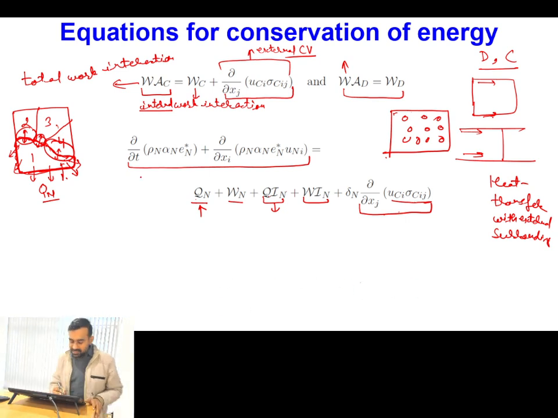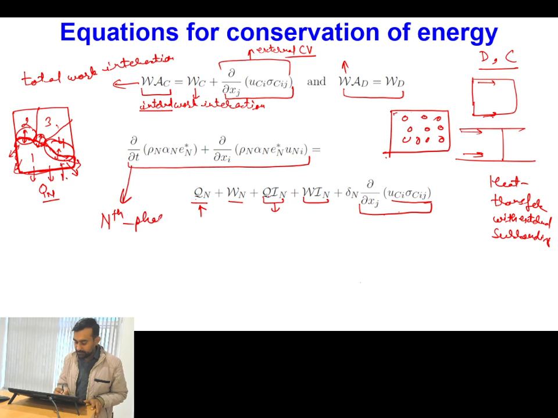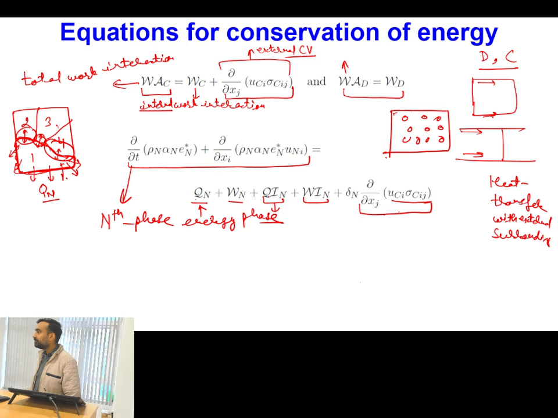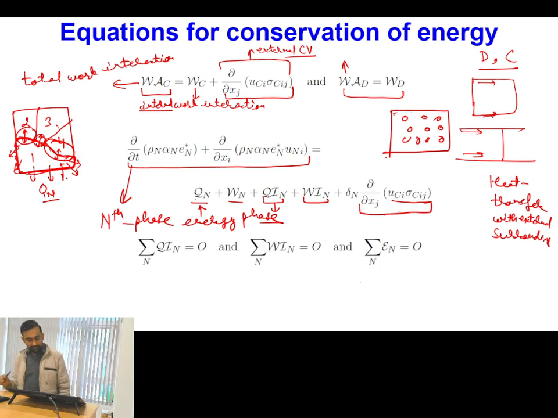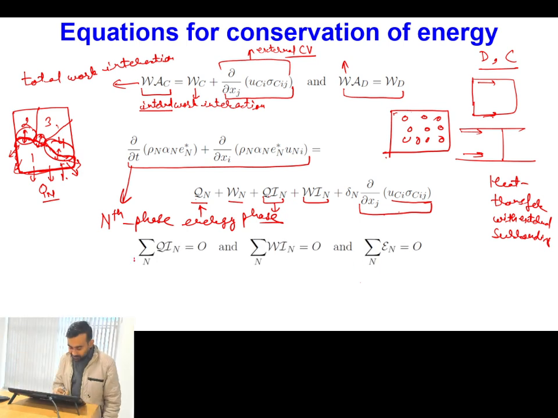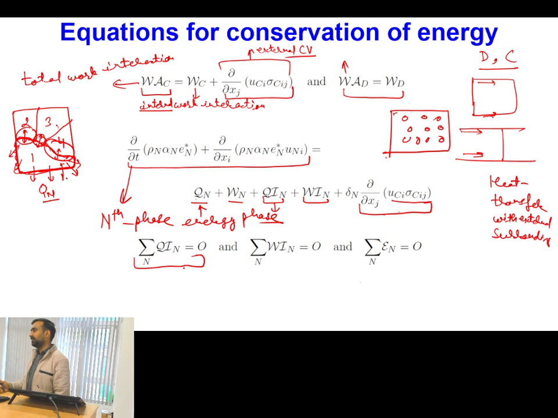So this is my nth phase energy equation, or I can call it the individual phase energy equation. Now what is this? Do all of you understand this, or do I need to explain it again?